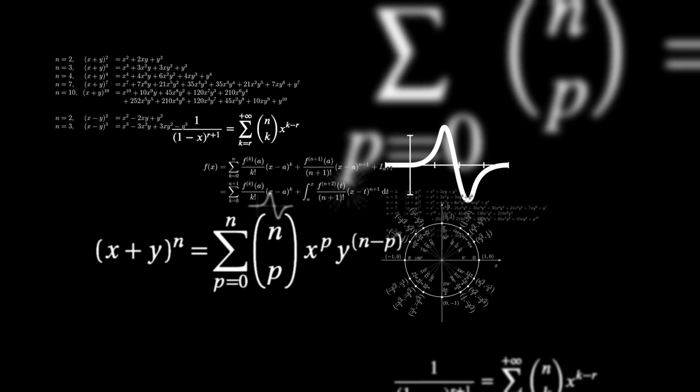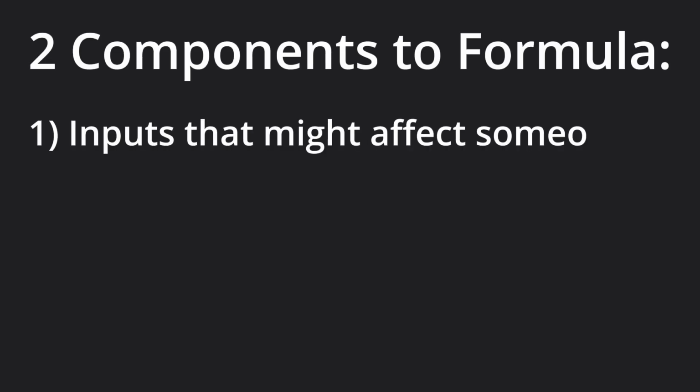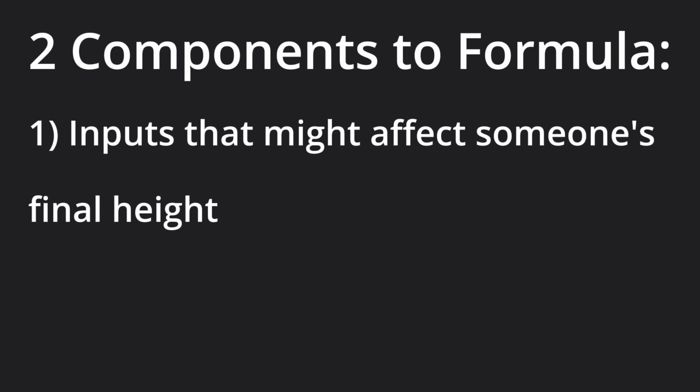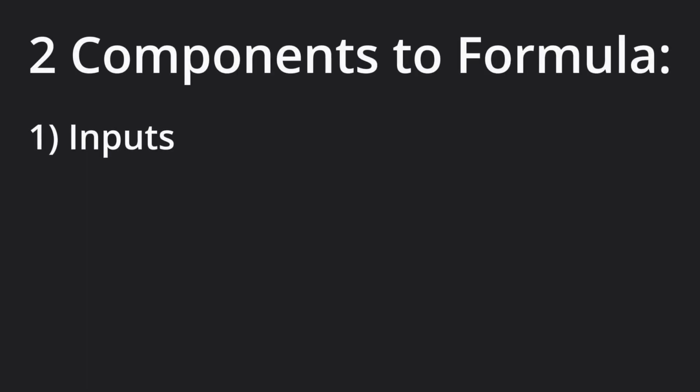Well, we need to remind ourselves of what a model is. It's just a mathematical formula that outputs a prediction. There's two components to the formula. First, the inputs that might affect someone's final height. This might be their current weight, their current height, and the average of their parents' heights. Second, the parameters. They're also called weights.